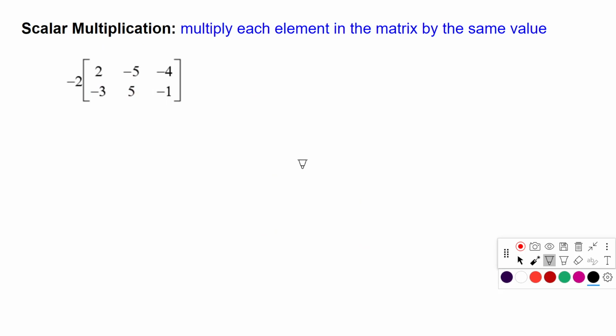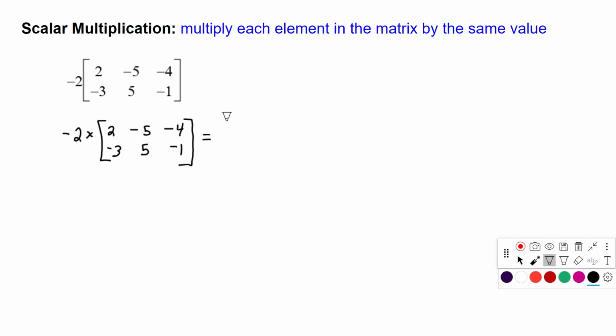The next thing I'm going to show you is scalar multiplication. When you have scalar multiplication, you have a single value in front of a matrix. Sometimes it's written as negative 2 times the entire matrix. It means the same thing. You're going to take each element inside of the matrix and multiply it by negative 2.